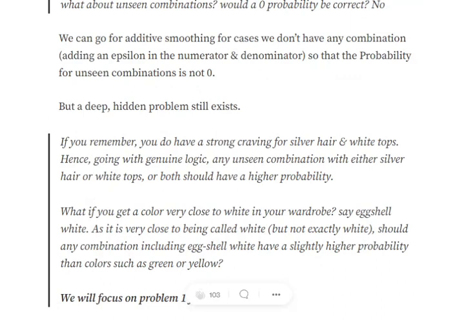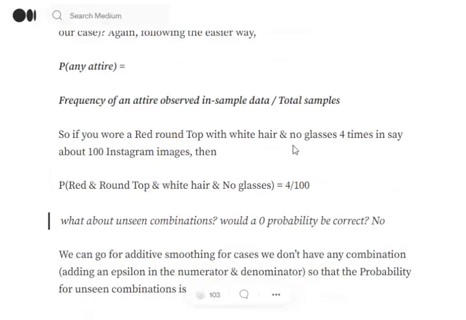But as I told you, as we haven't seen that combination, the probability if we calculate using this method would be 0. Because this particular combination, assume a green-white top with some round glasses with pink hair, is a combination that you have never tried out, but there is one element that you prefer from this combination, that is white hair. Hence its probability should be greater than the probability of some random combination, right? Because there is an element of preference from your end.